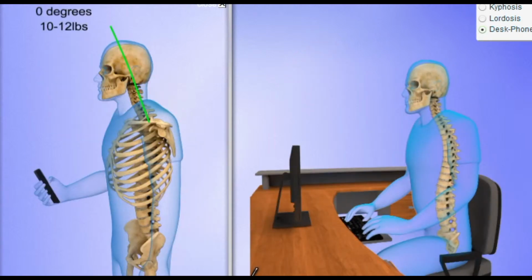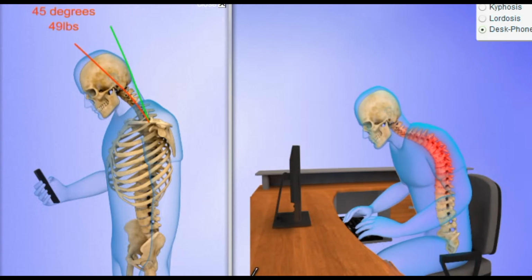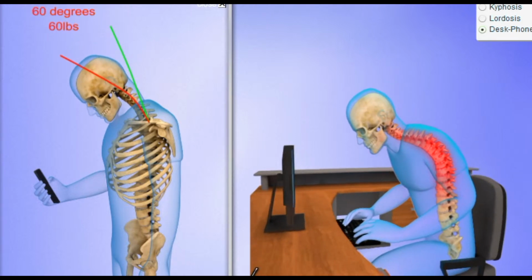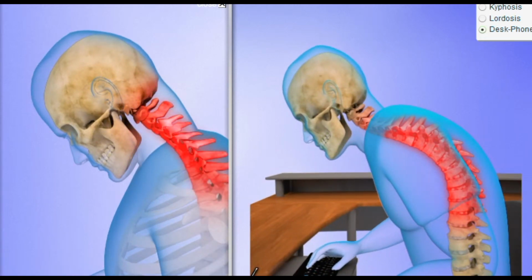Now, these days we spend a lot of time like this. Look what happens: the head bends forward. 40 pounds goes to 49 pounds, 60 pounds as we're going forward. This traps the nerve and causes cervical radiculopathy.